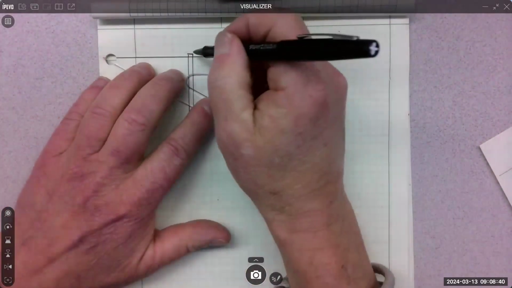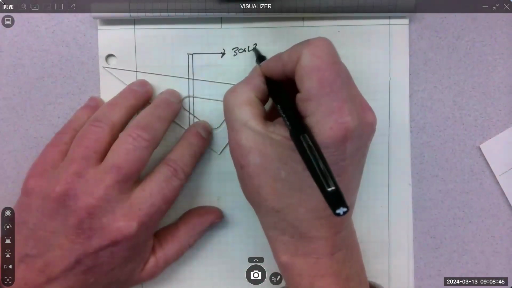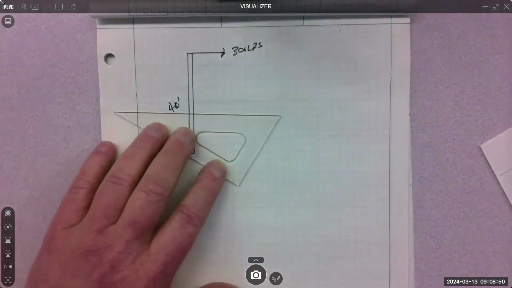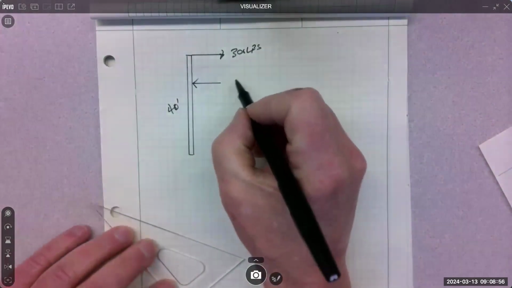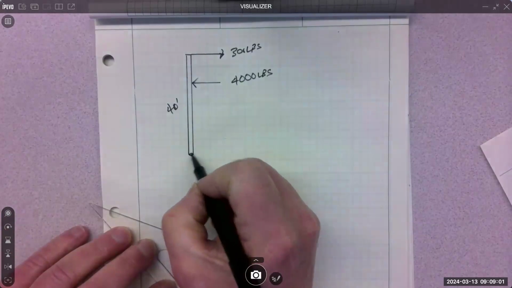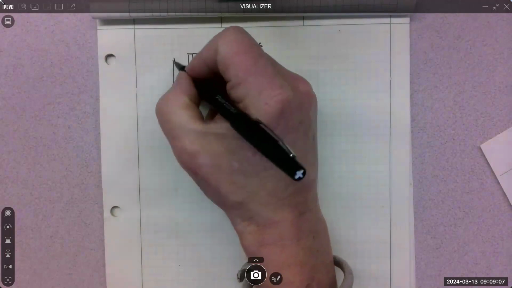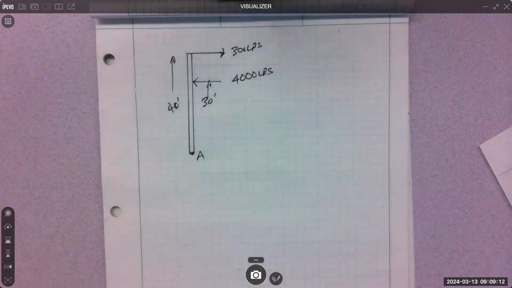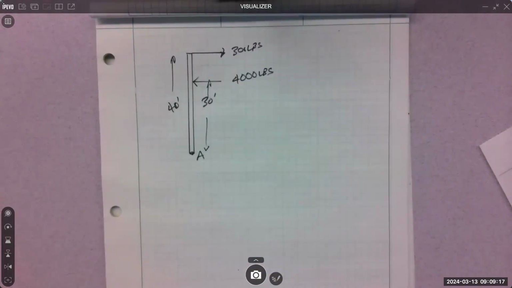It's got a wire up here pulling on it at 300 pounds at 40 feet. And then it's got a wind load pushing on it at 4,000 pounds, point A, 40 feet to the top. And this is going to be, I don't know, 30 feet. I was making it up. And I already concentrated the wind load for you. And the question says, what's the result?